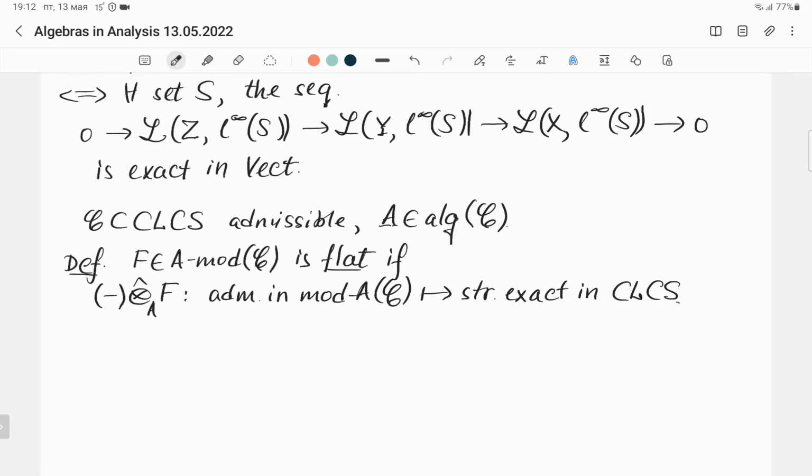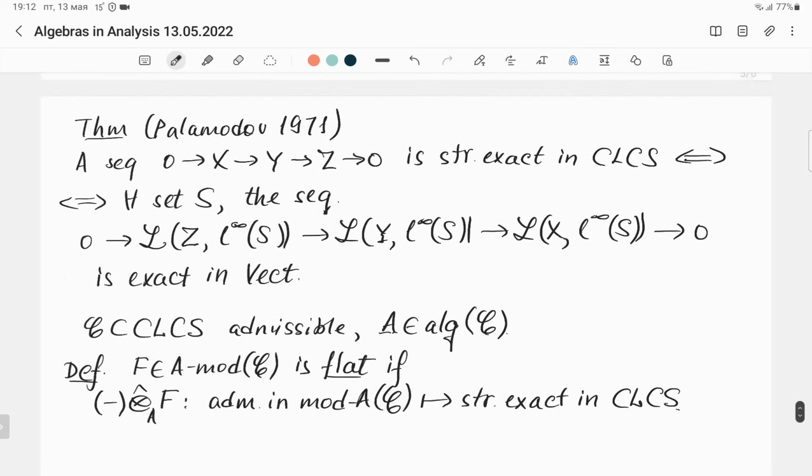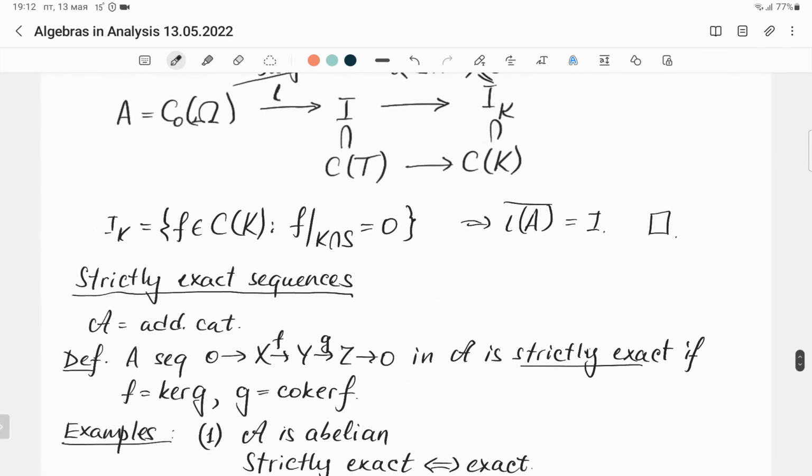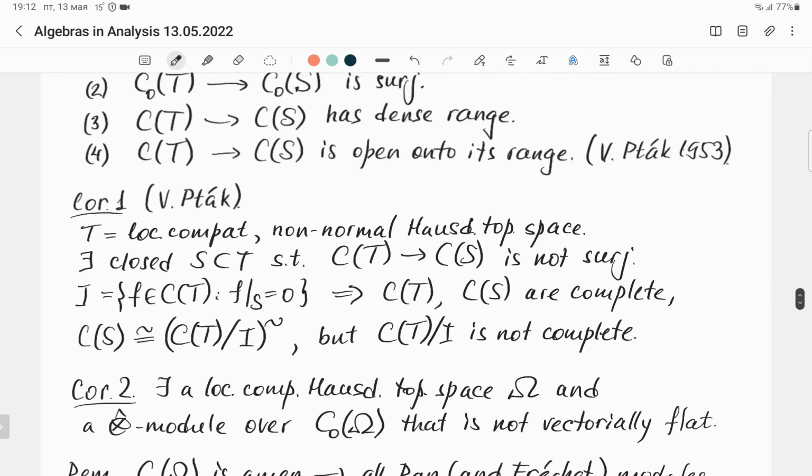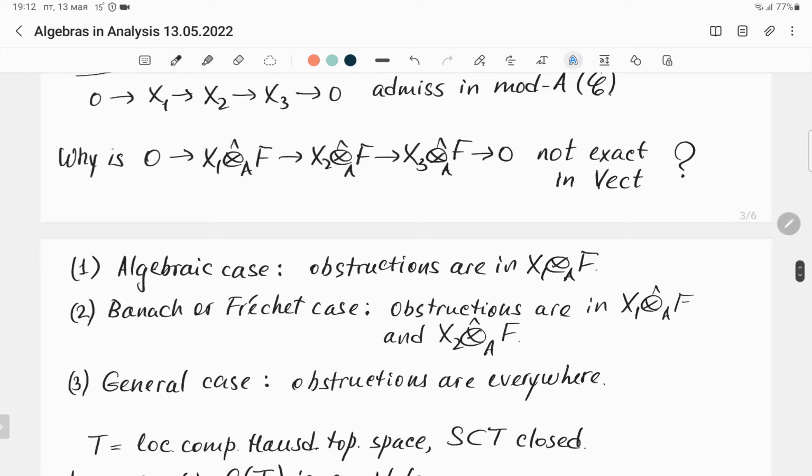Well, so if we now compare this definition with the definition of vectorial flatness, let me show you this suitable picture. So let's look at this sequence. If F is flat in the sense of our definition, then we don't require the surjectivity of this arrow. So this arrow should be the co-kernel of this one in the category of complete locally convex spaces. But we don't require the surjectivity of this arrow. And this is essential. But on the other hand, we require the topological injectivity of this one and the algebraic exactness here.